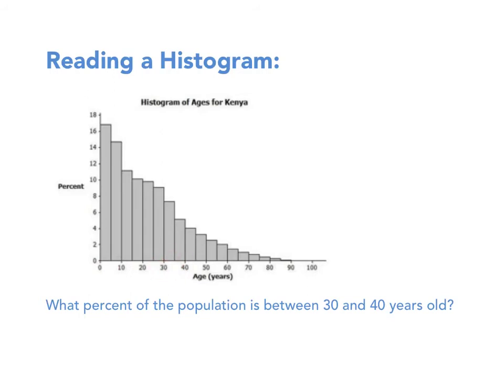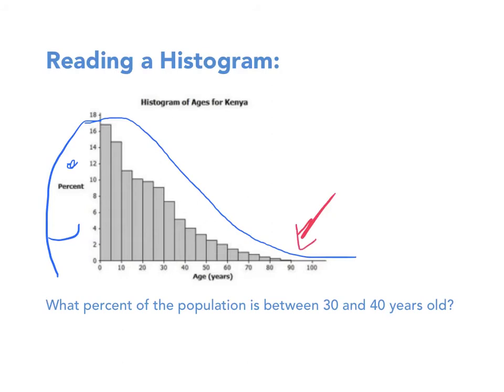But first, let's see if this is skewed. And I can see that it definitely is strongly skewed. And again, if this was our little whale, the tail right here is on the right. So this is right skewed data.